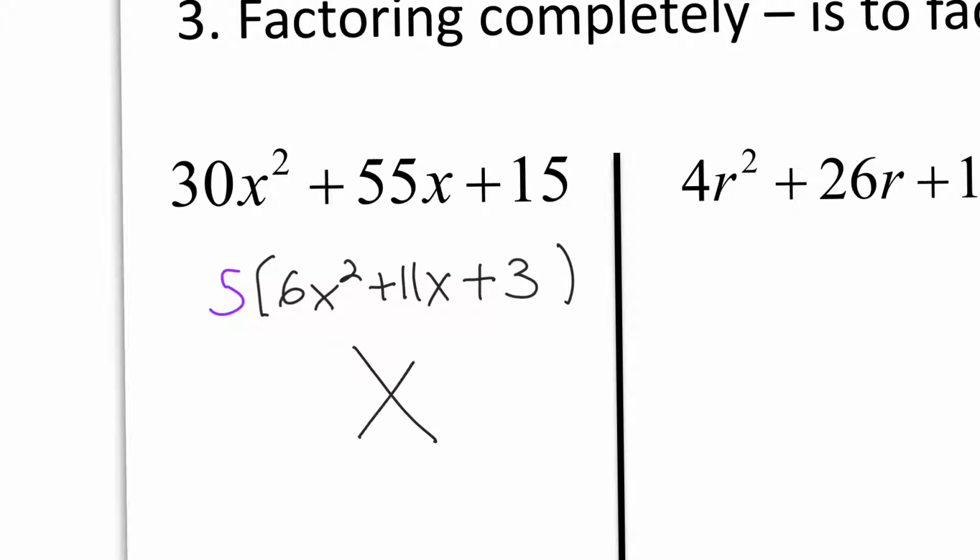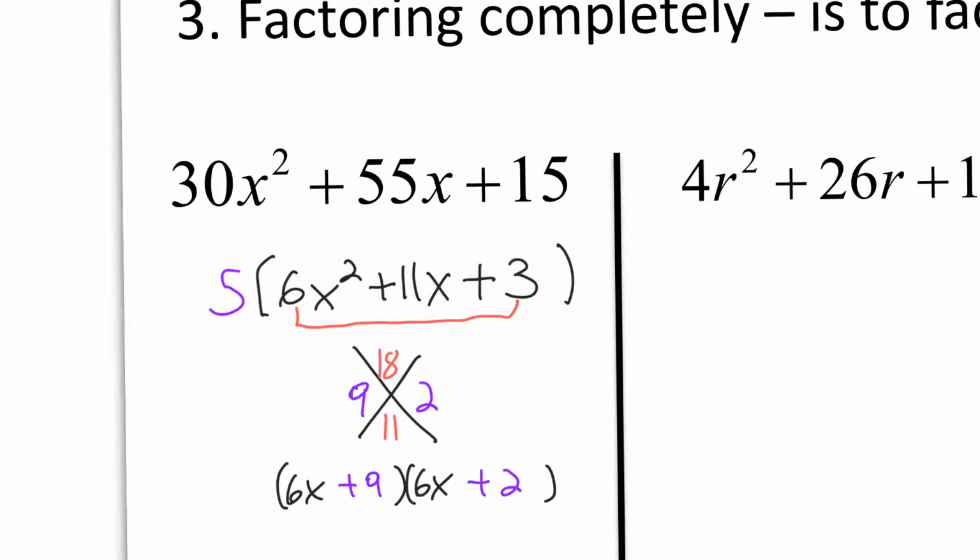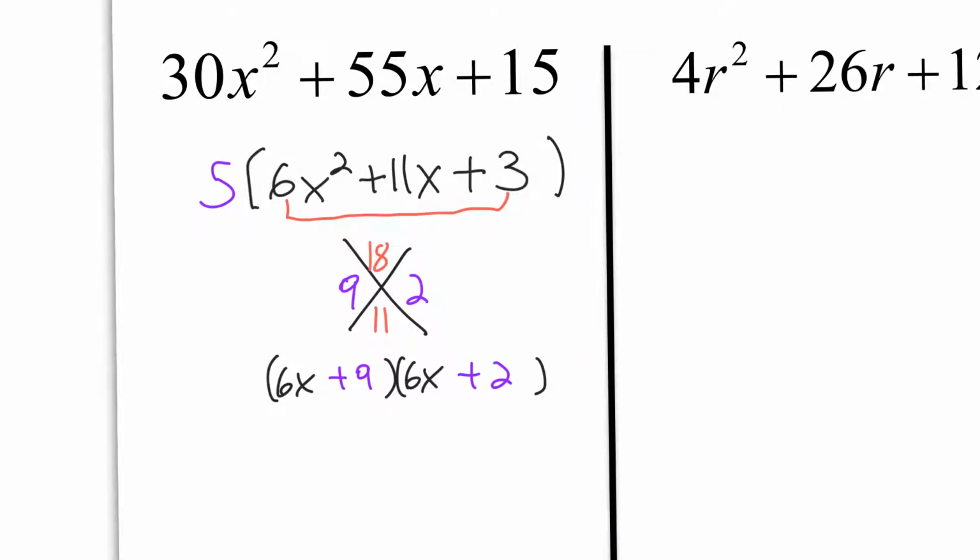So you guys will factor what's inside of the parentheses. The 6 and the 3 you multiply, that's going to be 18. 11 is the big term. You guys find those two factors that multiply, and that's going to be 9 times 2. You guys write down your two binomials here. So I'm going to have the 6x, and over here I'm going to bring down the plus 9, the plus 2, and you guys make sure you divide the binomials.